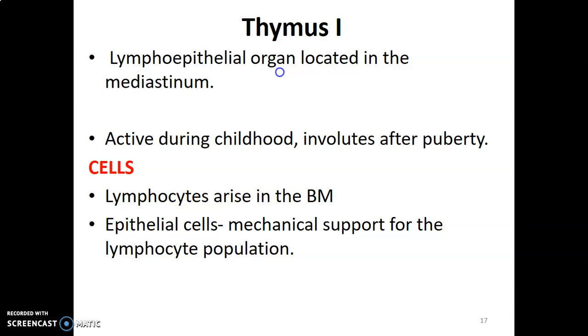So the cells of the thymus include mainly the lymphocytes, T lymphocytes that arise in the bone marrow, and we also have epithelial cells, which are called the nurse cells. These nurse cells are the mechanical support for the lymphocyte population.